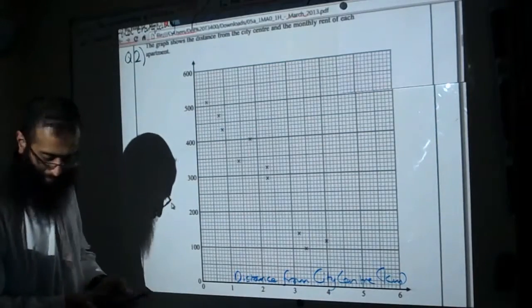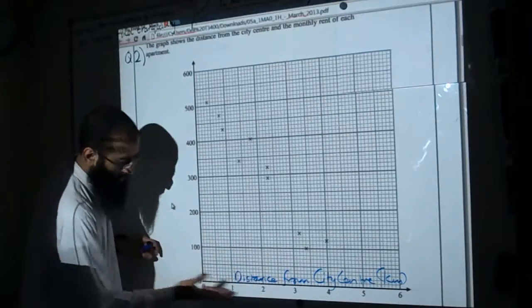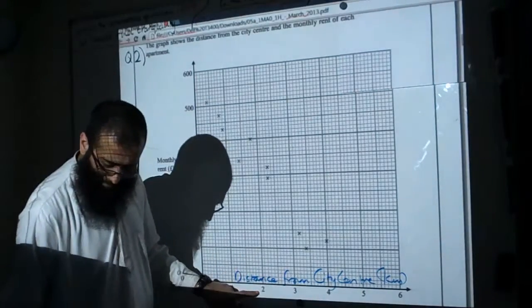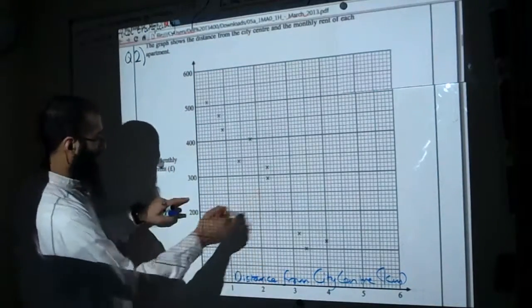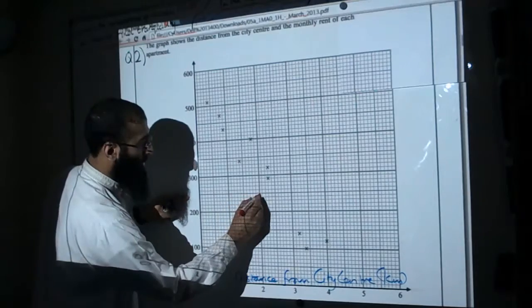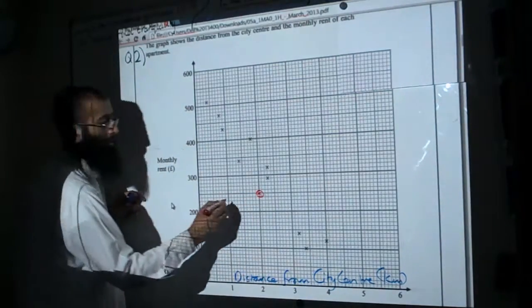Let's go on. 2 and 250. So the distance is 2 kilometers, which is 2 along the bottom, and the monthly rent is 250. So we come along here, come to 250, which is halfway, and put across here. So that's my first point.